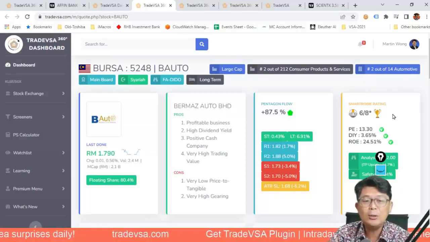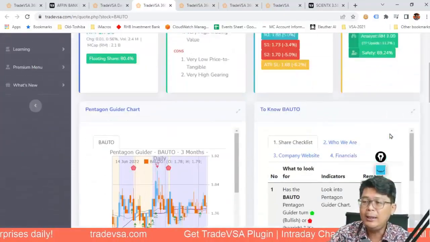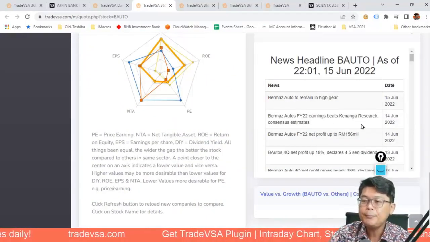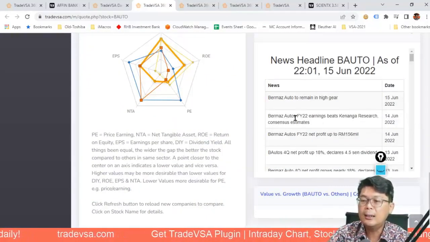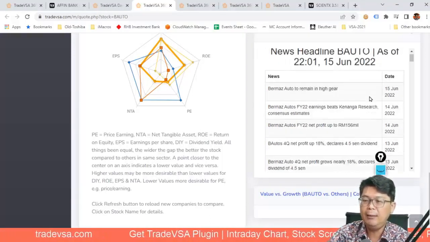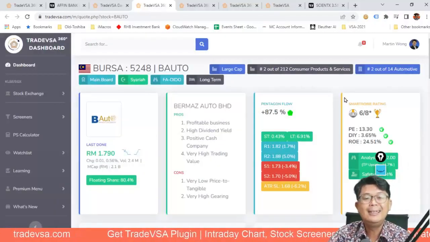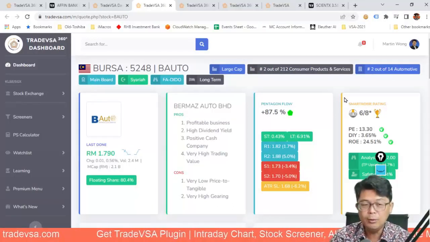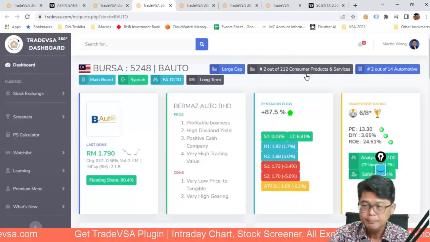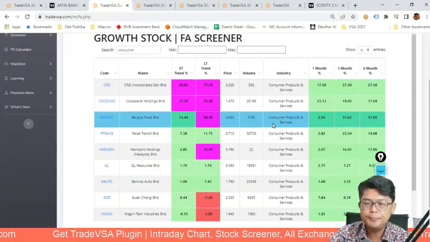So after this, car sales, and remember we all know car sales did very, very well, because last year during COVID there was a lot of incentive for people buying cars. And if you look at some of the news, Kenanga earnings beat, BJ Auto net profit up, and this is riding on that. But going forward, do you feel that this is a sector that will have growth, because it is basically the automotive industry in here? All right, so I would go on to the other sectors.